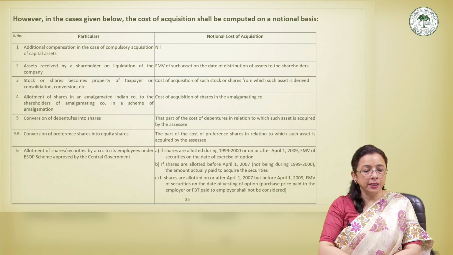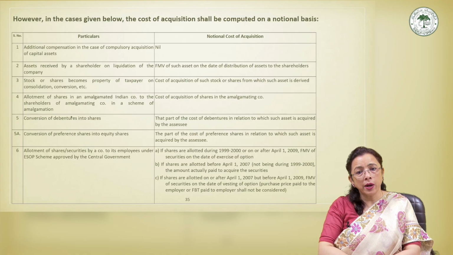So first, let us discuss the cases, situations one by one. First is the additional compensation in case of compulsory acquisition. When does this happen? Let us see. When a capital asset is compulsorily acquired by the government or another authority, then the assessee may initially receive compensation and they later receive additional compensation as a result of court orders or enhanced settlements.